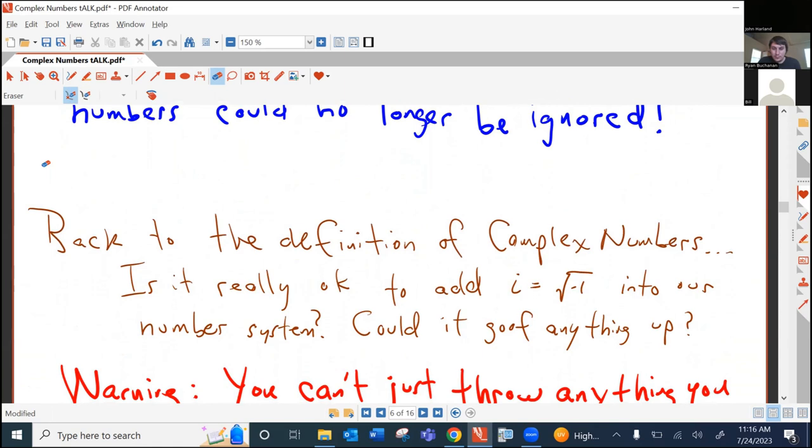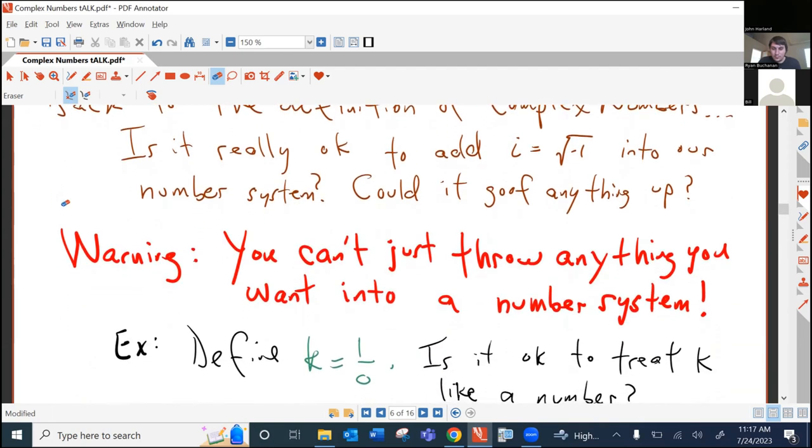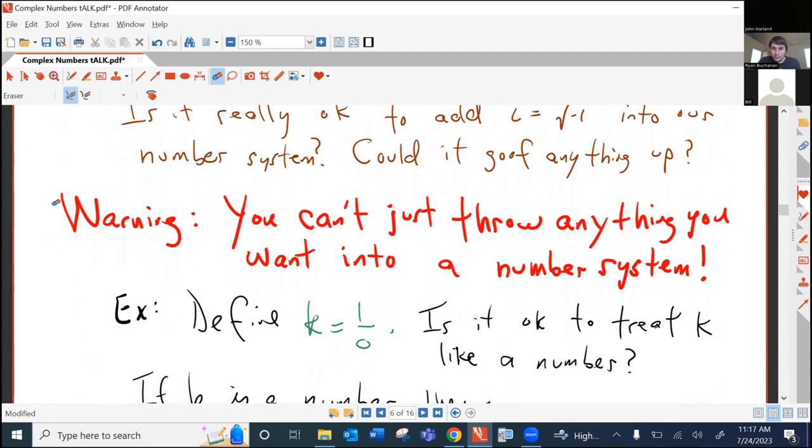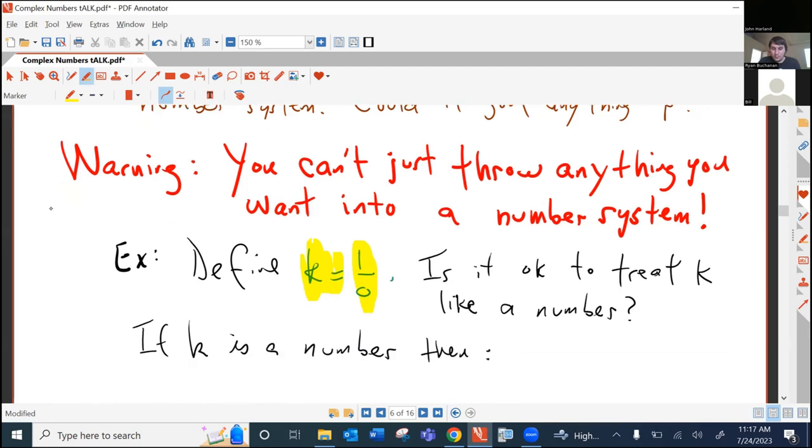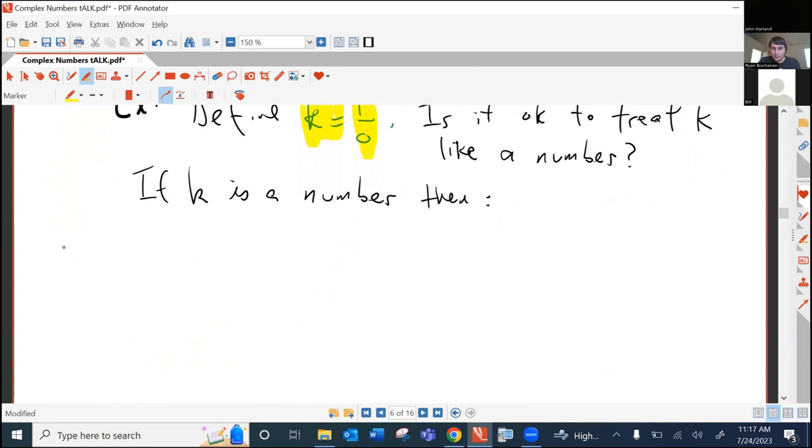Okay, so how do you make sense of a system that has the square root of -1 in it? In particular, there is a little bit of cognitive dissonance here: if you throw in something like the square root of -1, you might completely goof things up. And here's an example where you can throw in something that might be useful, but it completely screws up the number system. For example, I want to divide by 0. So I'm going to define k to be 1 over 0. Why not? Can't you just do anything you want and just work with it? If you want to treat k like a number, you can do this, but my argument is you cannot treat k like a normal number, because if you do, here's what happens.